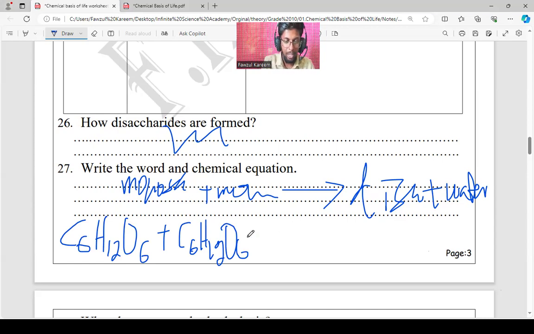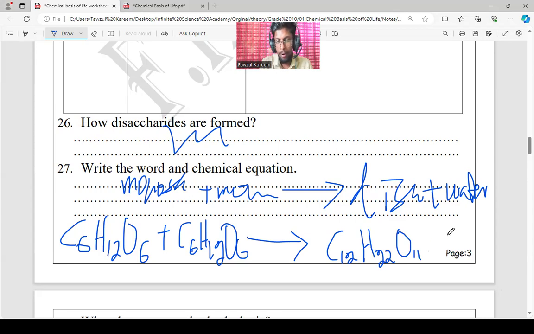Two monosaccharides, right? Then disaccharide: C12H22O11 plus H2O. Is it clear? Last class I didn't explain these things, because last class I didn't explain about the chemical equation or chemical formula. I didn't explain. Now only I am explaining it.